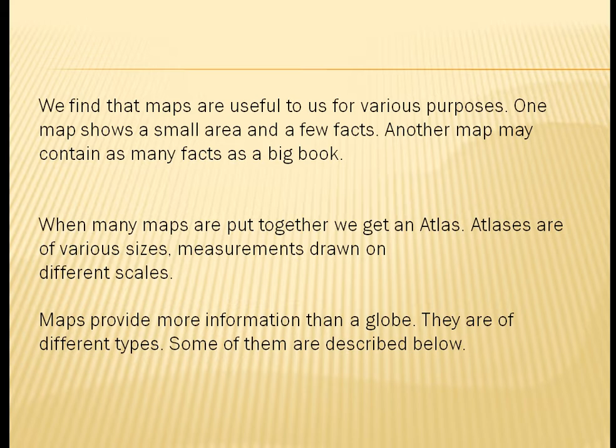So what are atlases? Already we have seen this. You also have an atlas book. In that, a number of maps are there with different sizes, shapes and different scales. Atlases are of various sizes and measurements, drawn on different scales. So a map provides more information than the globe. They are of different types. Some of them are described below. So we are going to see what the different types of maps are.